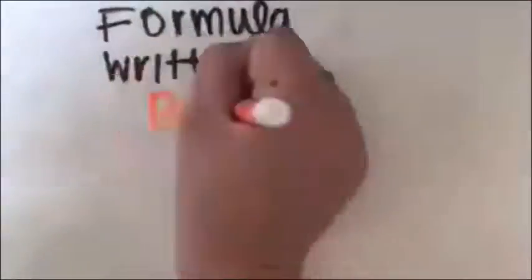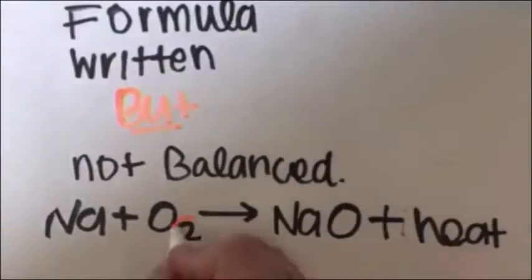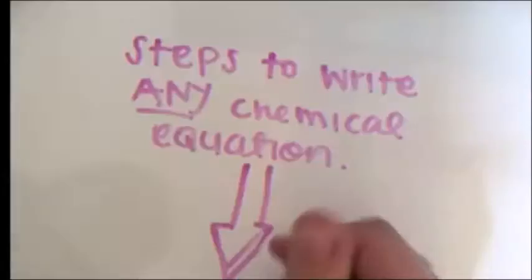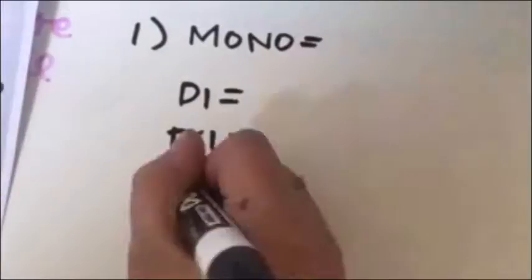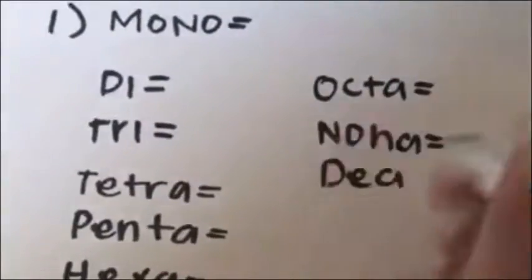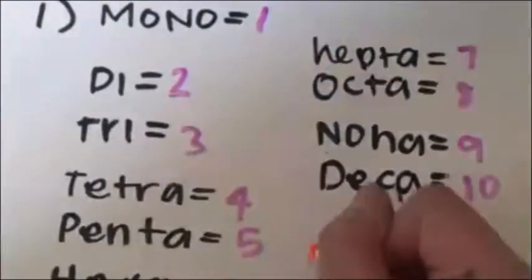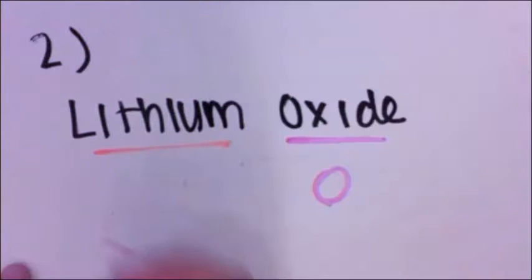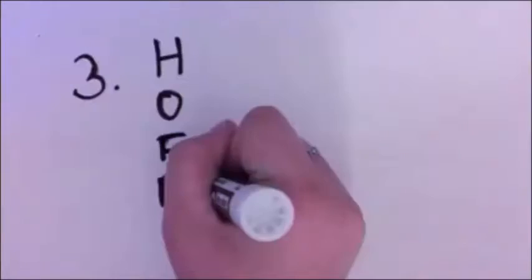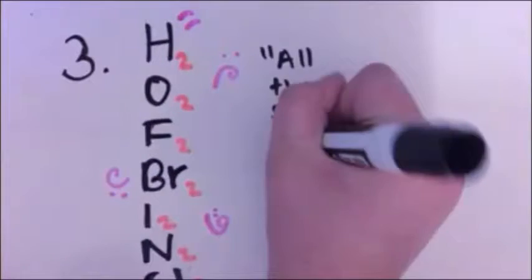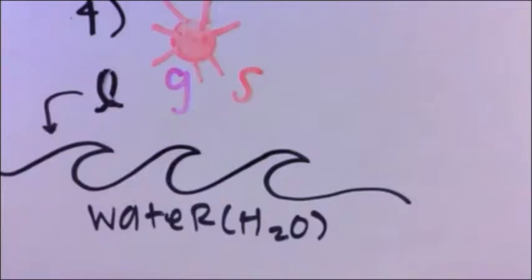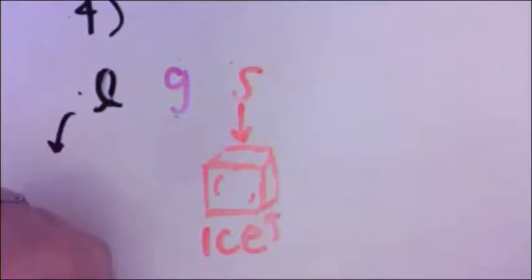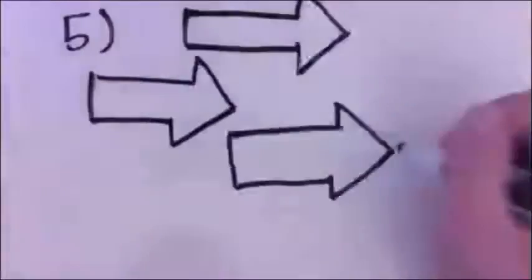Equations. You don't have to balance a skeletal equation, but first you need to know how to write the steps to any chemical equation. First, you need to know the prefixes. Mono 1, di 2, tri 3, and so forth. Ionics or acids must have charge numbers to crisscross. Third are the single elements and Hofbrinkel. Don't forget to say if it's a liquid, gas, or solid. Don't forget that crystals and metals are solids. The yield sign tells us where the change has actually happened.